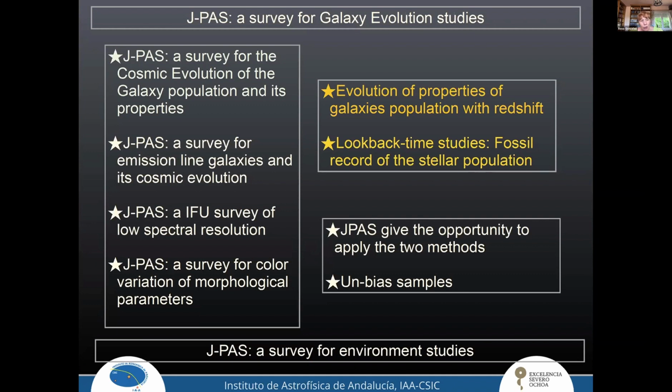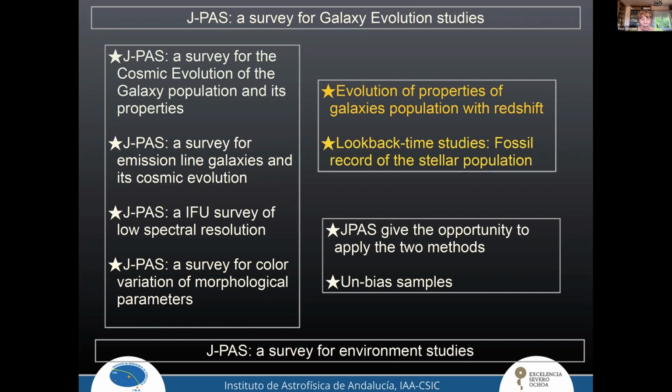It is also a very good survey for detecting emission lines. It is very good for detecting and identifying emission line galaxies and studying their cosmic evolution, because the full width at maximum of the filters is only 140 angstrom, so we can detect a lot of objects with emission lines.